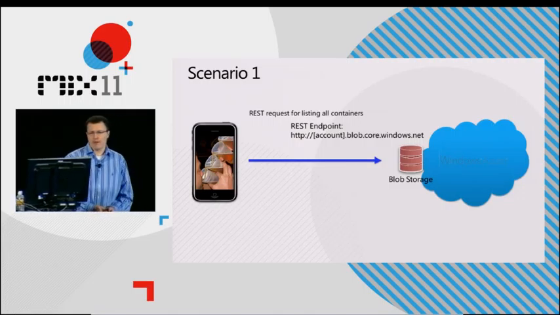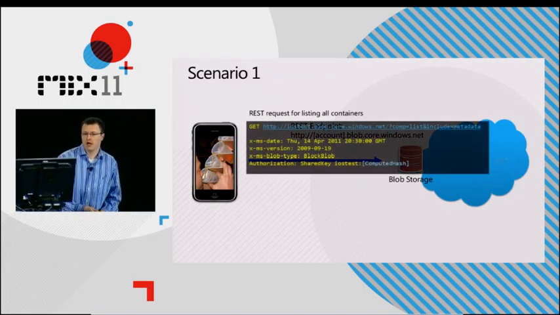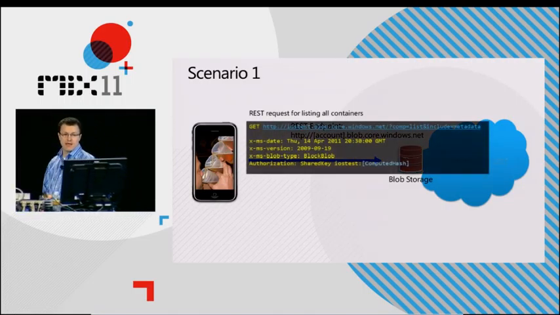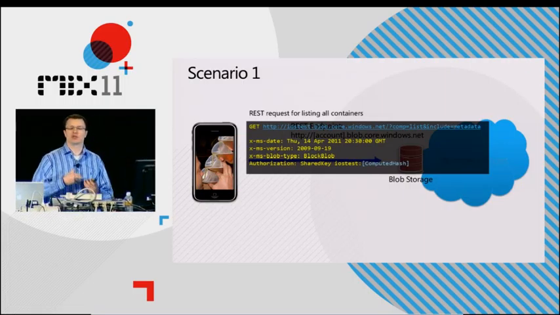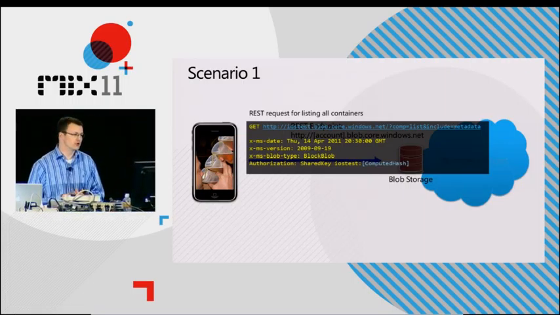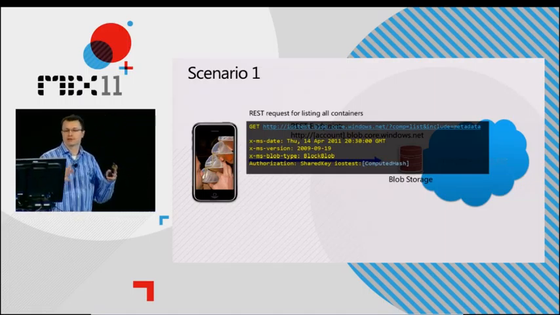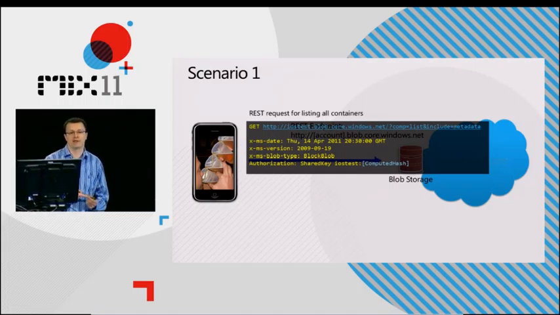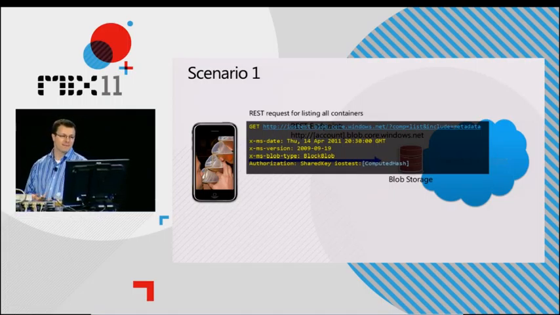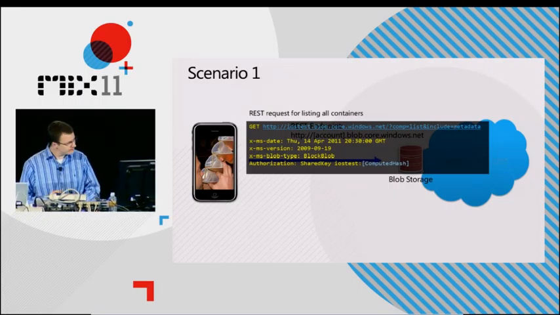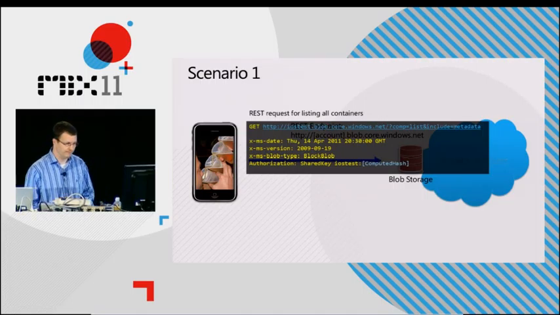So how do we go about calling that? We're going to make a REST call. It's going to be a GET, and the goal is just to get a list of containers from storage. Within the application you construct the REST call. It's going to require three attributes: the date, a version number, and a blob type. And then we're going to have to create some kind of authorization.